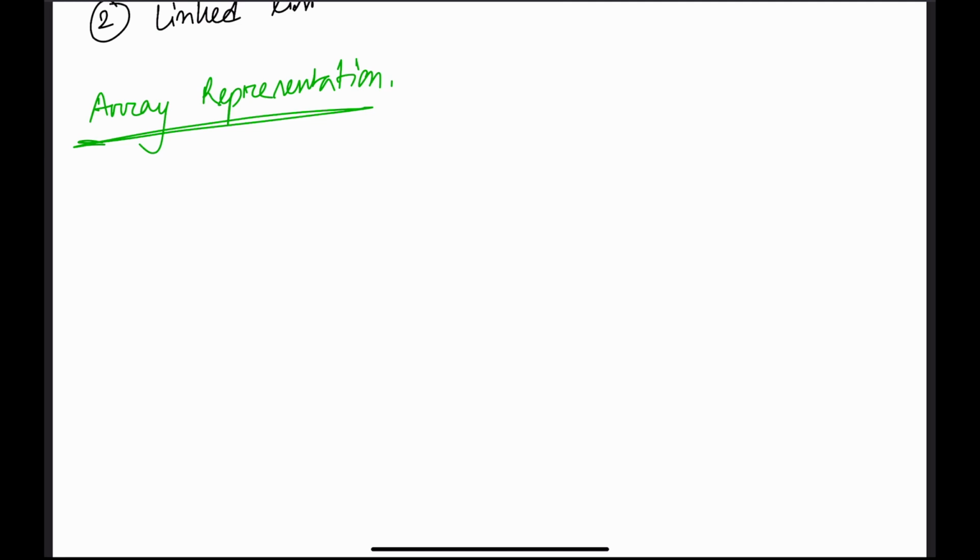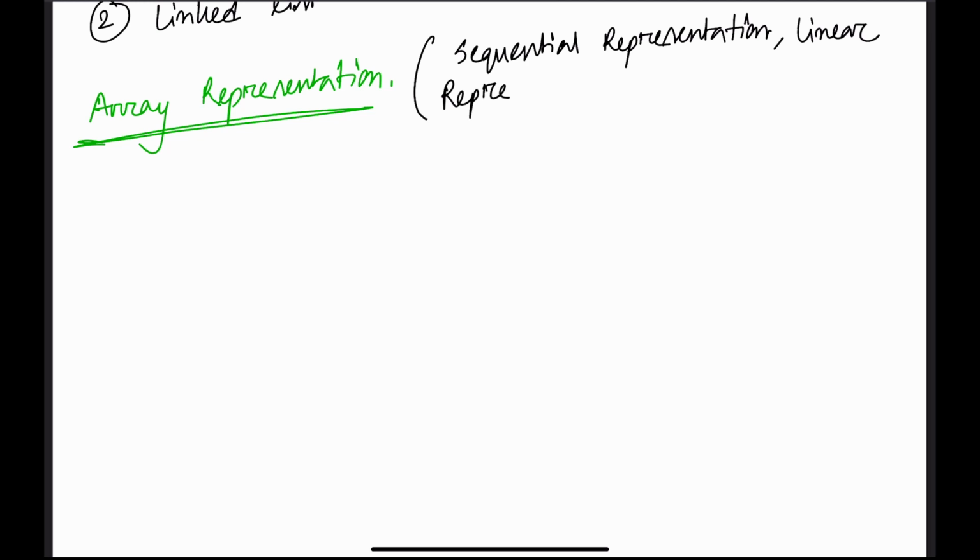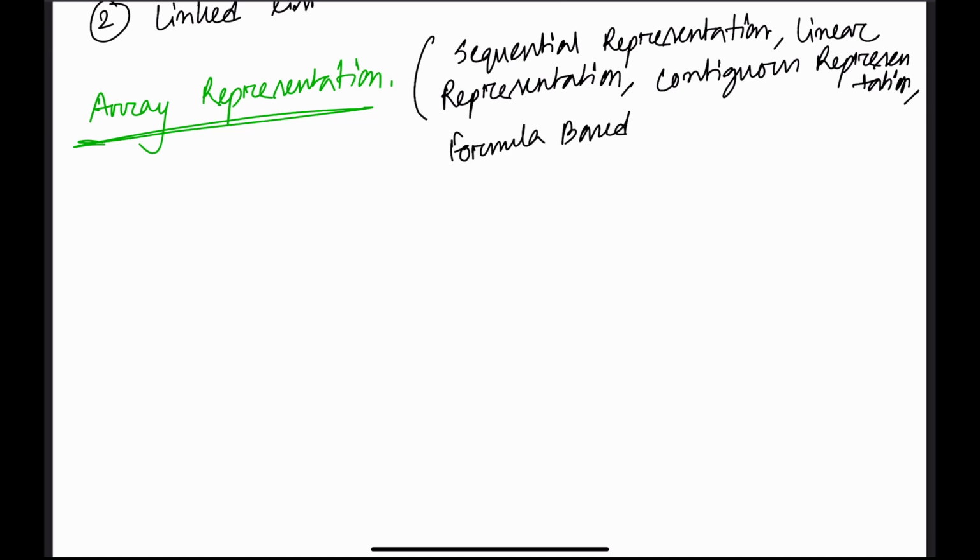This is a sequential representation also, or linear representation also, or contiguous representation also, or formula based representation also. There are various surnames. First one is sequential representation. Another one is linear representation. You will get to know why all these names are there. Another one is contiguous representation. Another one is formula based representation. Why formula based? That is also going to be discussed. So there are various names. Try to remember them.